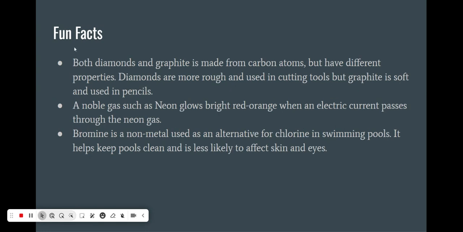So some fun facts are that both diamonds and graphite are made from carbon atoms, but they have two different properties. Diamonds are rough and used in cutting tools, but graphite is soft and used in pencils. A noble gas, such as neon, glows bright red-orange when an electric current passes through the neon gas. And bromine is a nonmetal used as an alternative for chlorine in swimming pools. It helps keep pools clean and is less likely to affect skin and eyes.